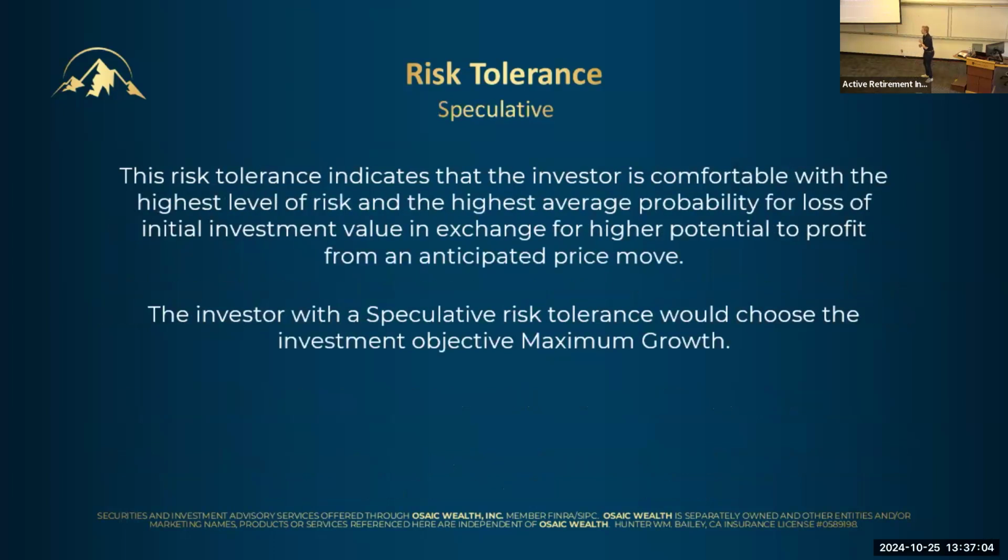And then we get to speculative, which is just doing away with the index funds, doing away with any of the traditional stuff, and they just want to take bets. You might think of this as a hedge fund manager or active fund managers, all that kind of stuff. It's their job to look for the next thing. Cathie Wood thought she found that with Tesla, and then her fund dropped by 50% right after that. So this risk tolerance indicates that the investor is comfortable with the highest level of risk and the highest average probability for loss of initial investment value in exchange for higher potential to profit from an anticipated price move. So think of what kind of investments would fit in here. Individual stocks for sure.